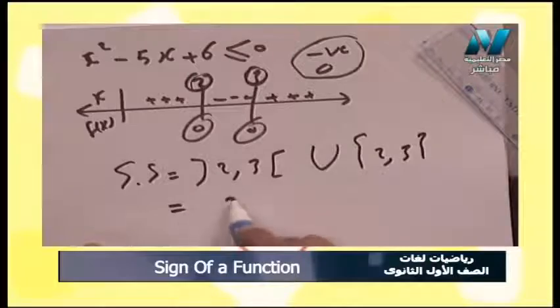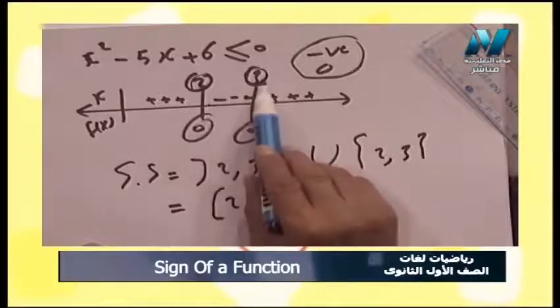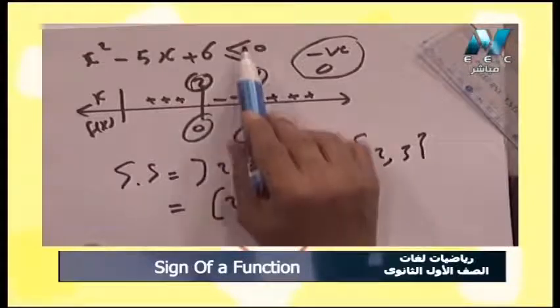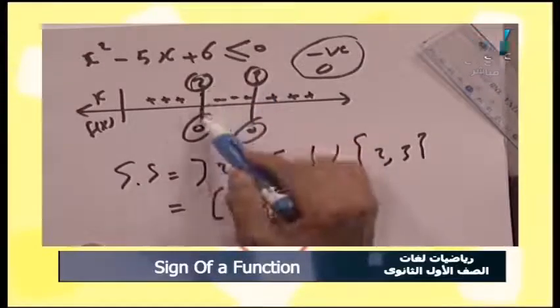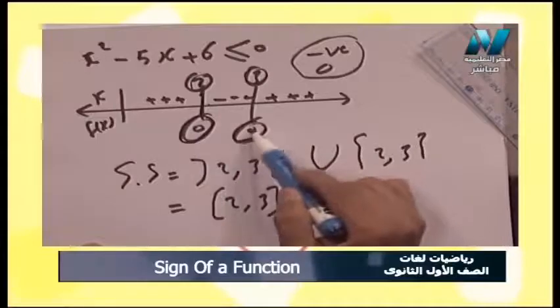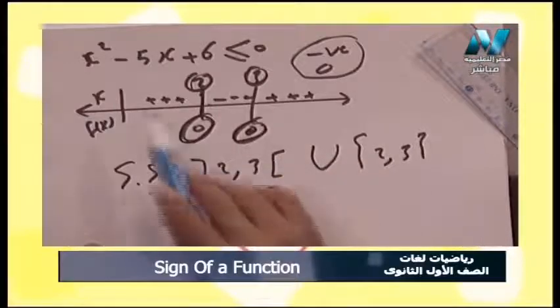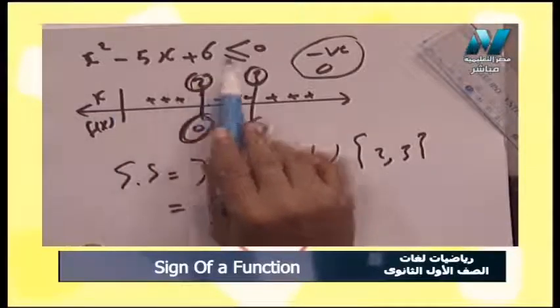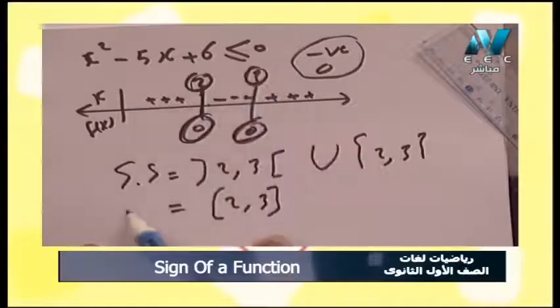It will be from 2 to 3 but closed now, because from 2 to 3 it's the part of negative, which is less than 0, and the points that give zero to the function. So x power 2 minus 5x plus 6 less than or equal 0, its solution set will be from 2 to 3.